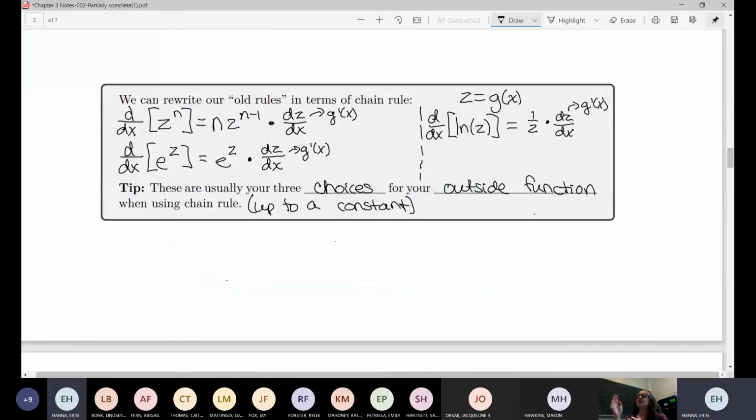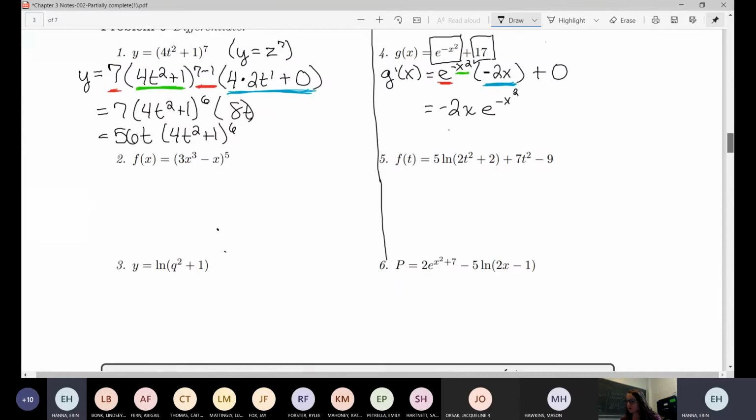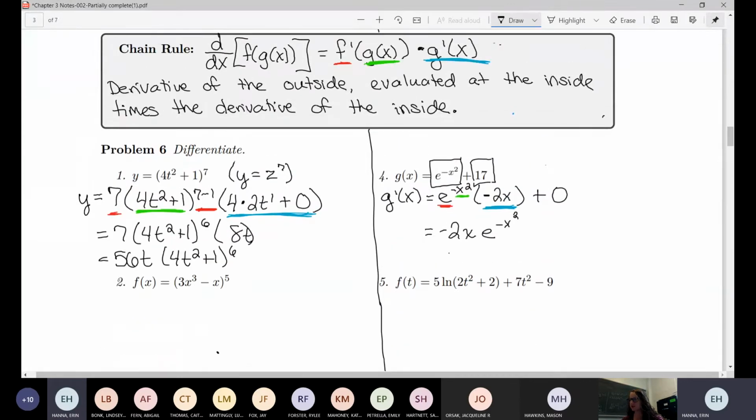There we go. Remember, we have these 3 options for what our outside function is. Is it something to a power? Is it e to the something? Or is it natural log of something? In this case, we're in that something to a power case. This looks like some z to the 5th. So our outside function is that power rule, and the inside function we'll take care of afterwards.